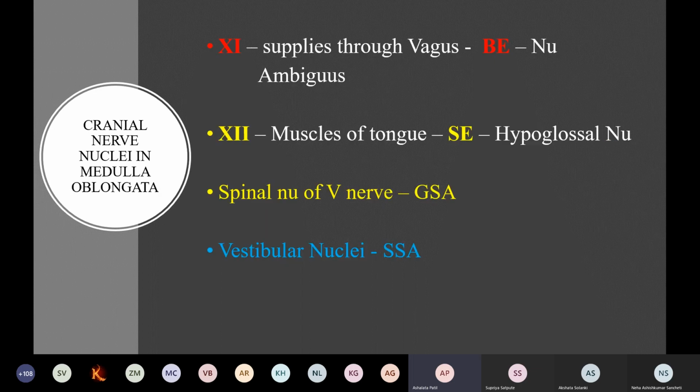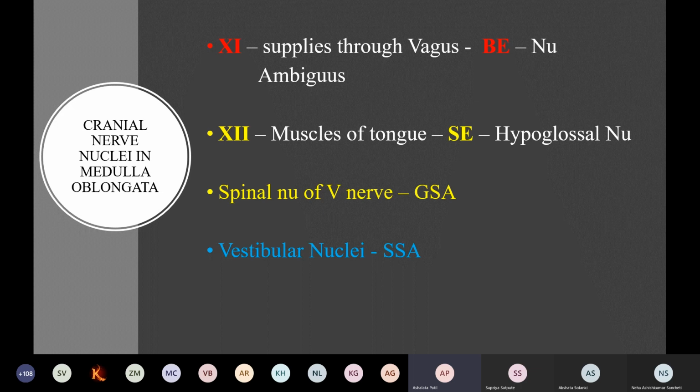Then the 11th nerve supplies through the vagus, so branchial efferent only. The 12th nerve, we have seen, is purely motor, so there is only the hypoglossal nucleus, which is situated in the medulla. The spinal nucleus is situated there, which represents general somatic afferent, along with the vestibular nuclei. So these are the nuclei.